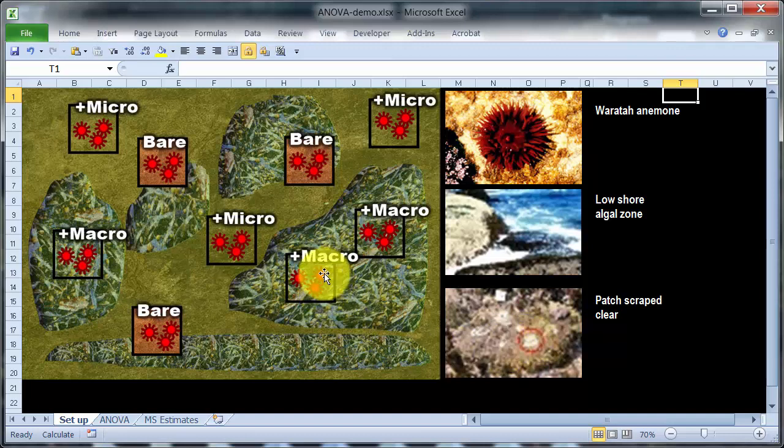One was just transplanting the anemones into areas where there was macroalgae, and these animals can be removed from the rock if you do so carefully and put down somewhere else and they will stick. They are not permanently glued to the rock.